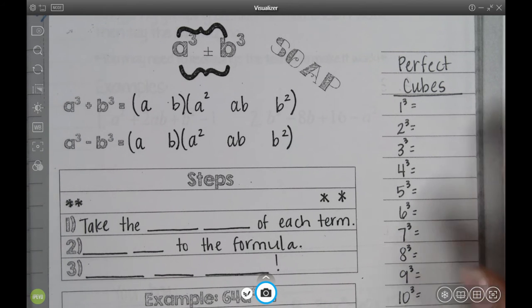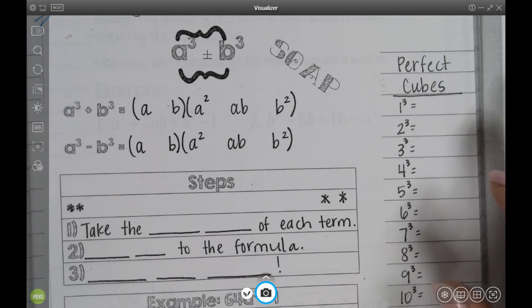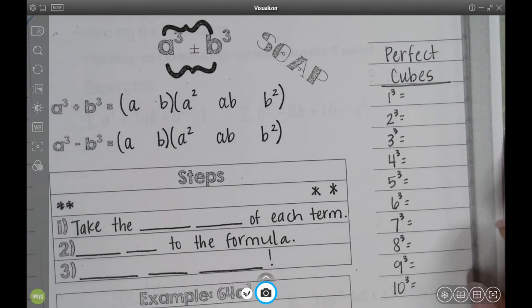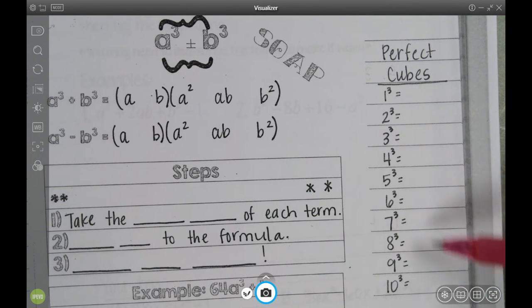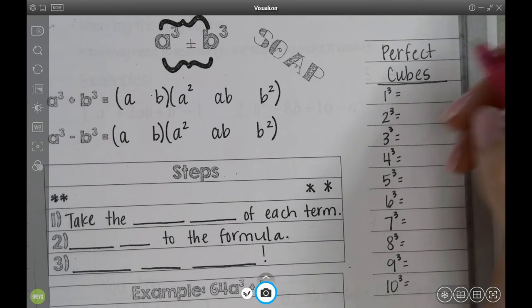Okay, so on page 5, you have that multiplication chart, and over to the side, it has your perfect cubes. But since I don't want to have to flip back and forth to page 5 the whole time we work this page of notes, I'm going to go ahead and put them here again for you.